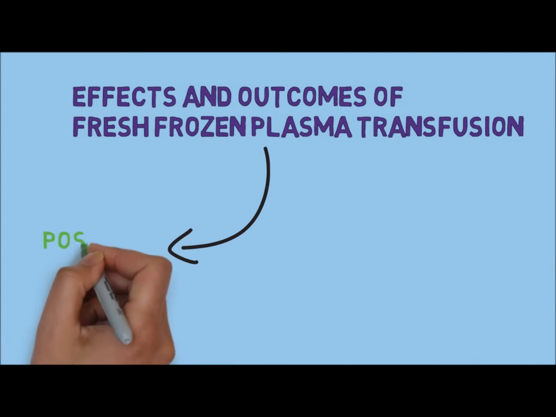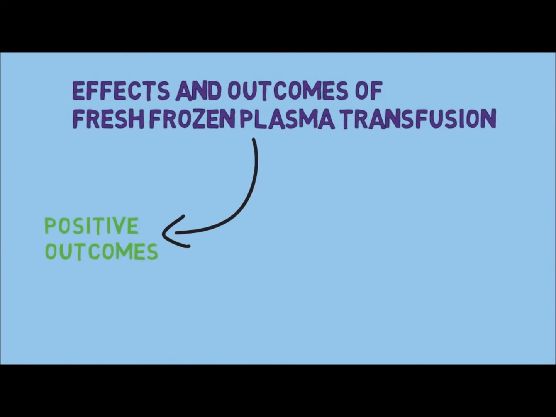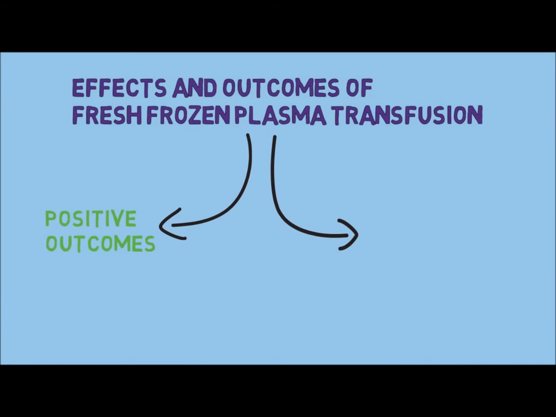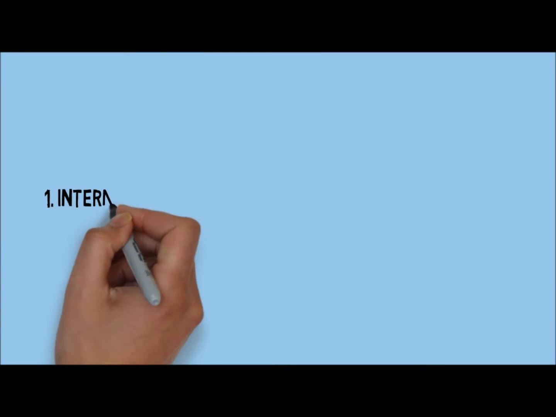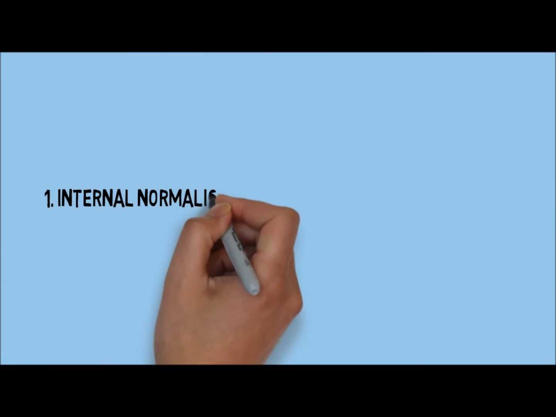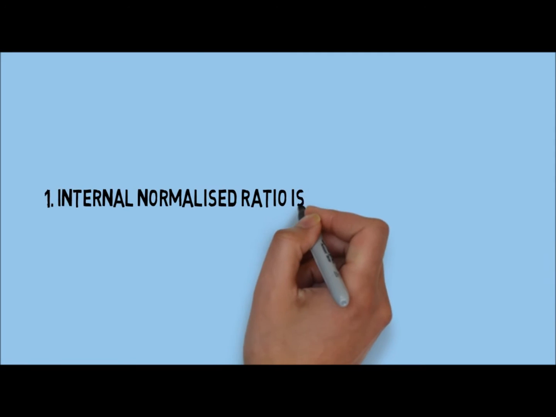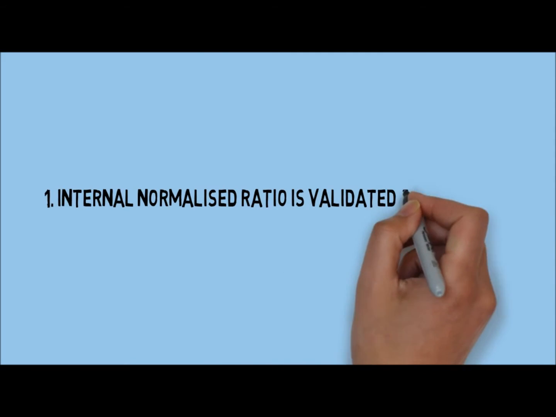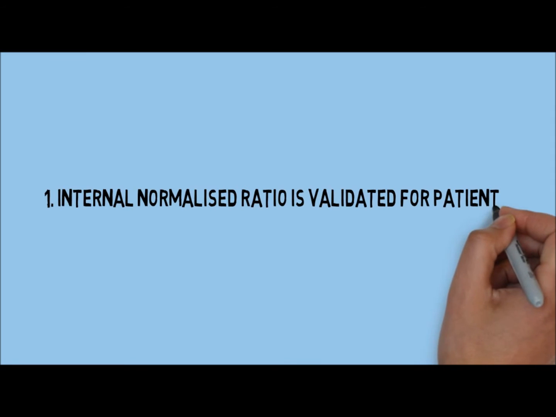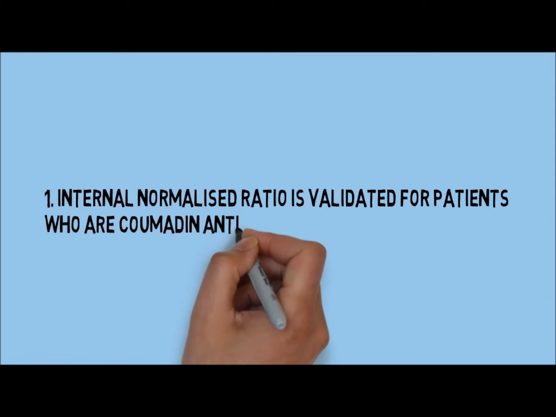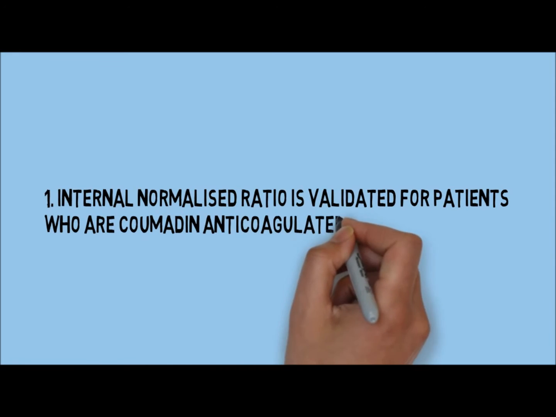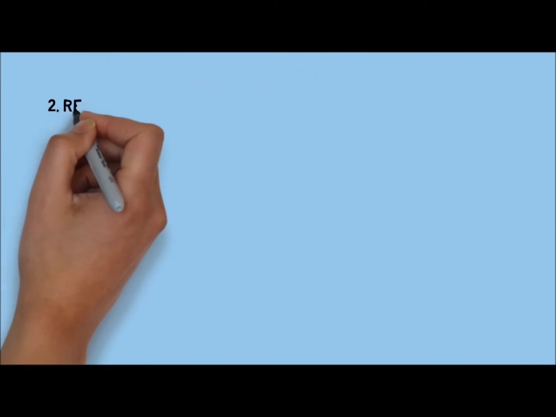Effects and outcomes of fresh frozen plasma transfusion. So we have two types of outcomes. The first one is positive outcomes and the second one is negative outcomes. But first, let's have a look at the positive outcomes in fresh frozen plasma transfusion. The first one is associated with international normalized ratio, INR, which is an assay for evaluating the extrinsic pathway of coagulation. So in FFP transfusion, the INR is validated for patients who are Coumadin anticoagulated. Coumadin is an anticoagulant for treating cardiovascular diseases.